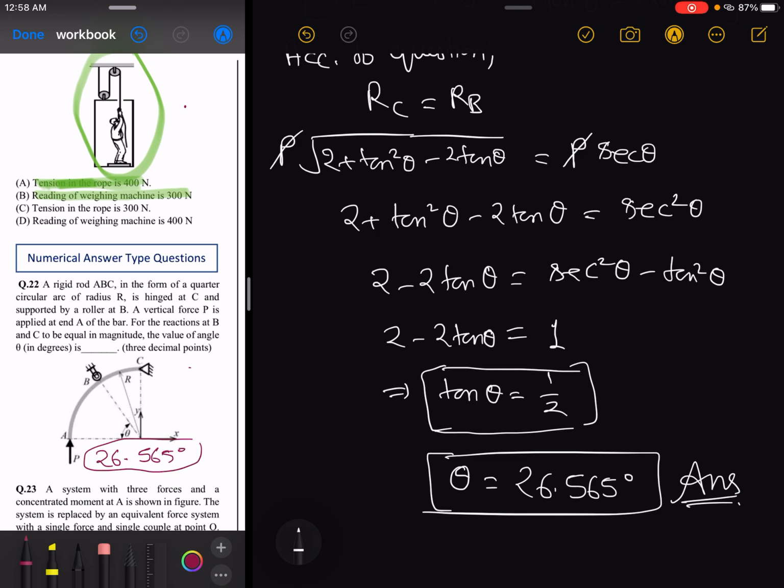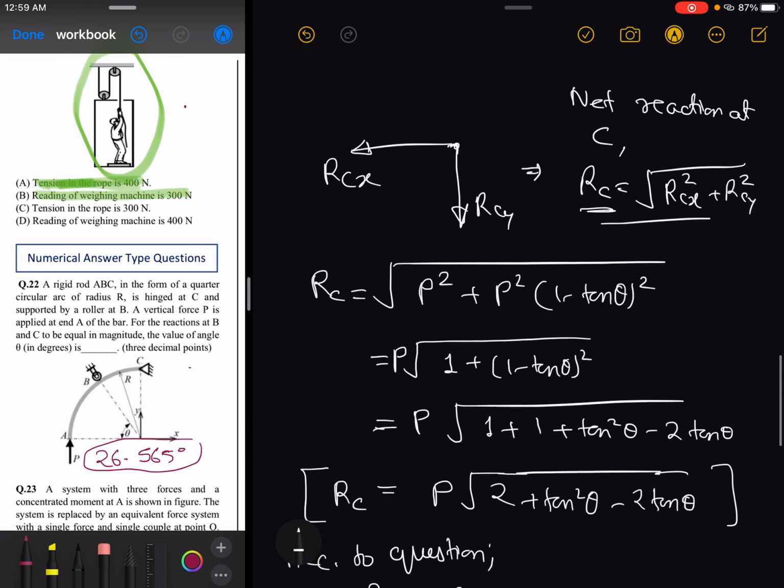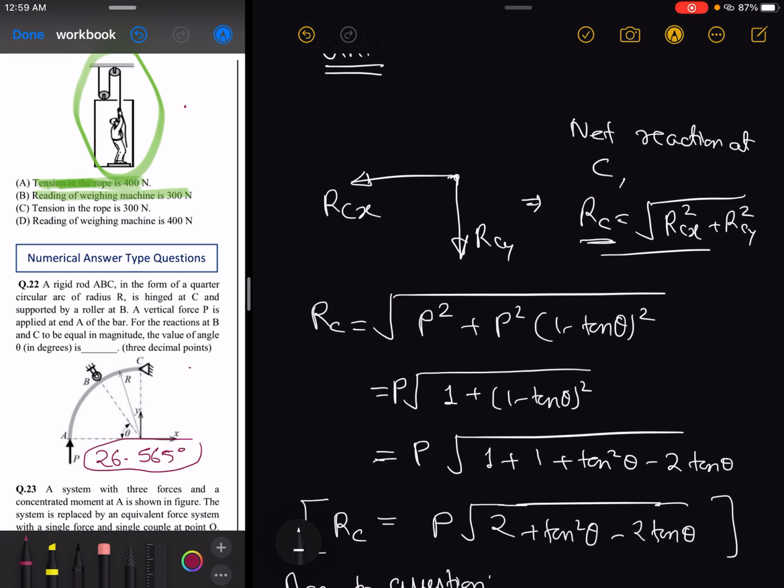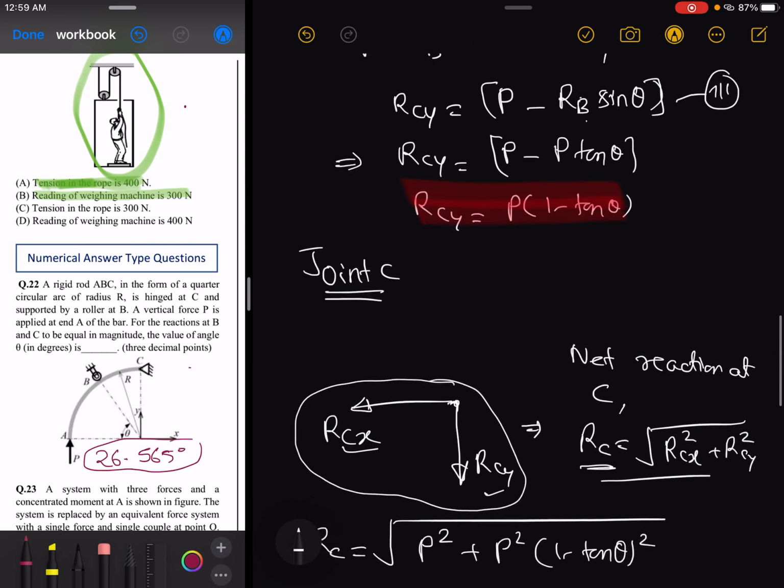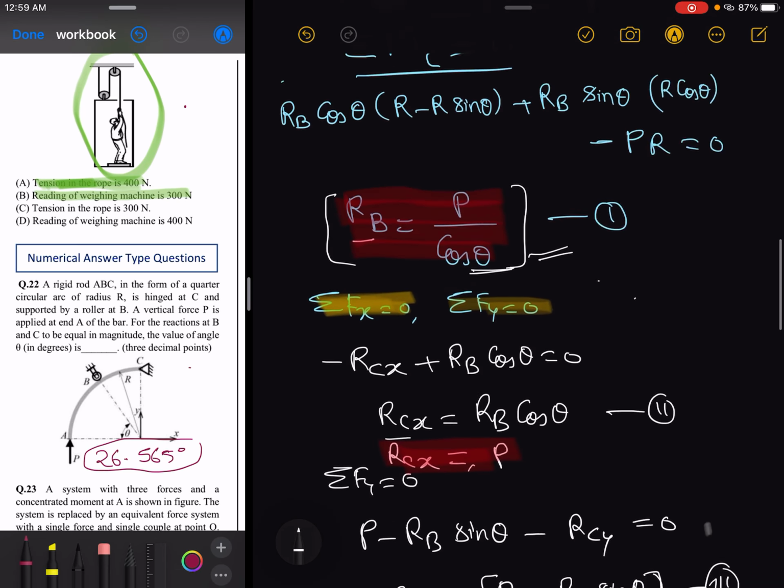What a beautiful problem it was. You can observe the beauty of this problem. Okay, so in this question our main concern is to tell that at point C there are two reactions in x and y direction, but we have to find the resultant reaction. Okay, so the net reaction will be the resultant of these two, that is RCX and RCY. Okay, so this is the question which we have solved.